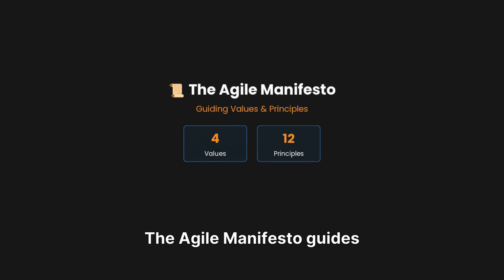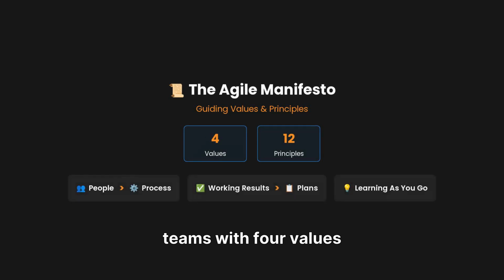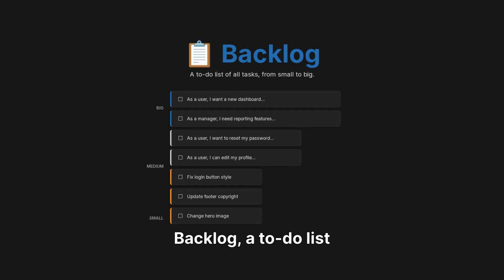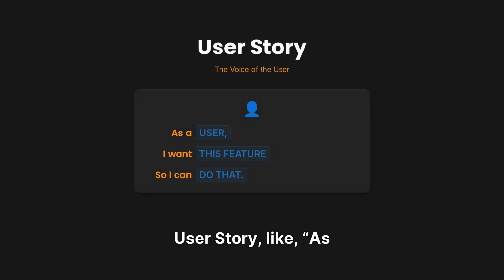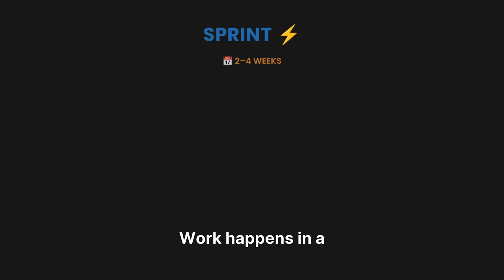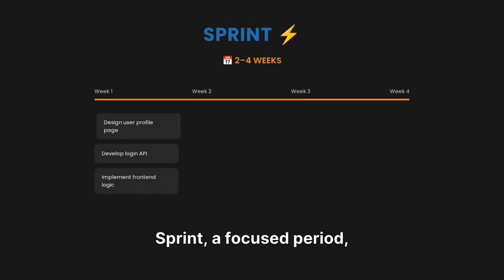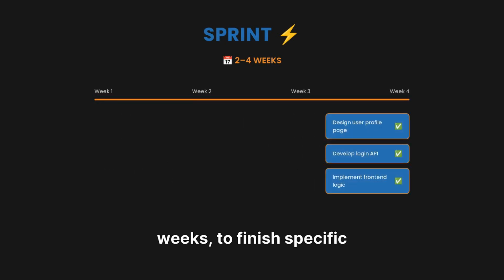The Agile Manifesto guides teams with 4 values and 12 principles: people over process, working results over plans, and learning as you go. Every project uses a backlog, a to-do list of all tasks from small to big. Each item is a user story, like, "As a user, I want this feature so I can do that." Work happens in a sprint, a focused period, usually 2 to 4 weeks, to finish specific tasks.